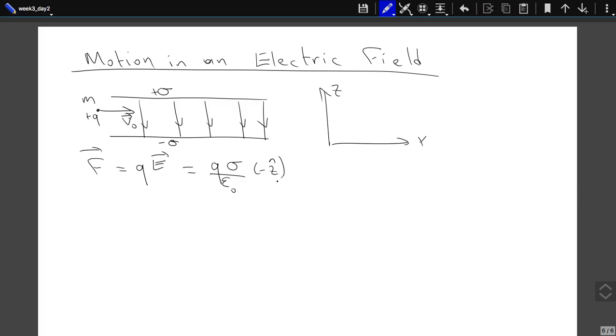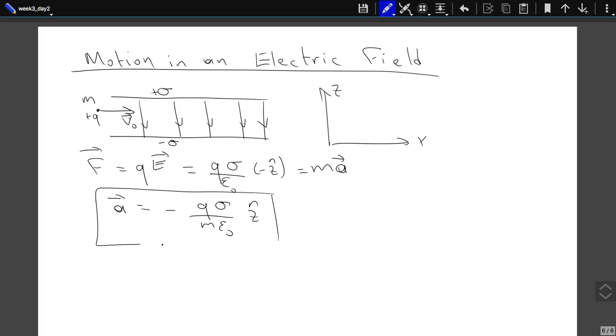And now we know Newton's second law, which states that this should be equal to mass times the acceleration of the charge. And hence the acceleration of the charge is equal to minus q sigma over m epsilon 0 in the z direction. So it's just motion with constant acceleration.